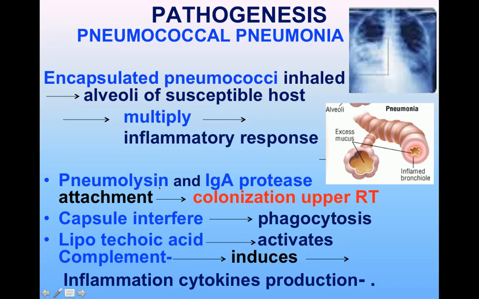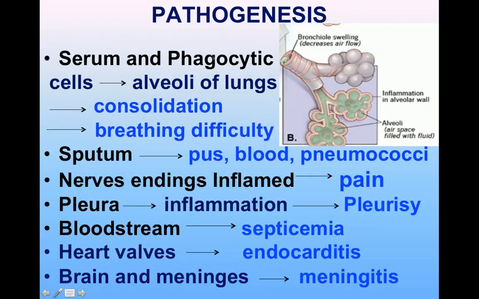Secondly, it produces hemolysin and IgA protease. Both of these help in attachment and colonization in the upper respiratory tract. The capsule, you all know, interferes with phagocytosis. Lipoteichoic acid activates the complement, which in turn induces inflammatory cytokine production, and these inflammatory products bring about acute inflammation in the lungs. So these are the factors which facilitate replication and attachment of Strep pneumoniae, and they produce the different clinical manifestations associated with this pathogen.